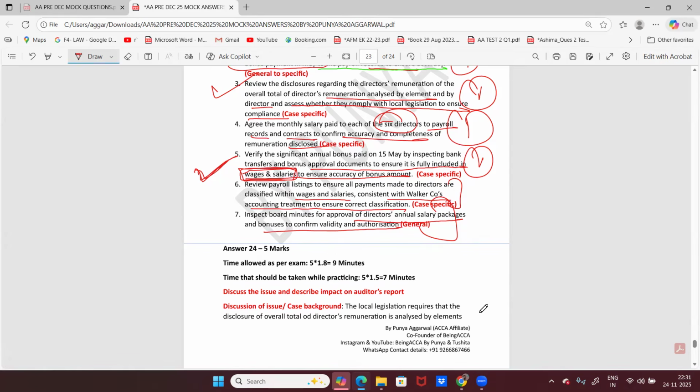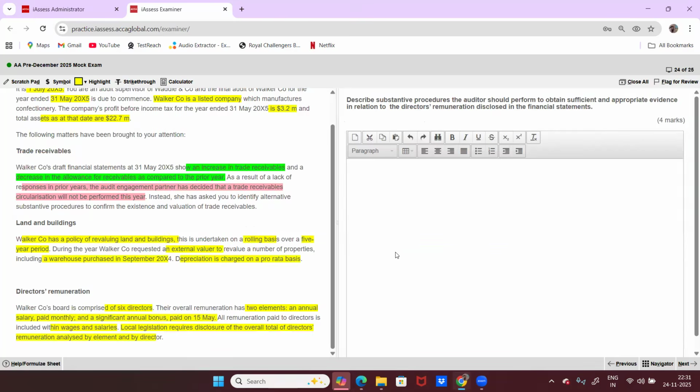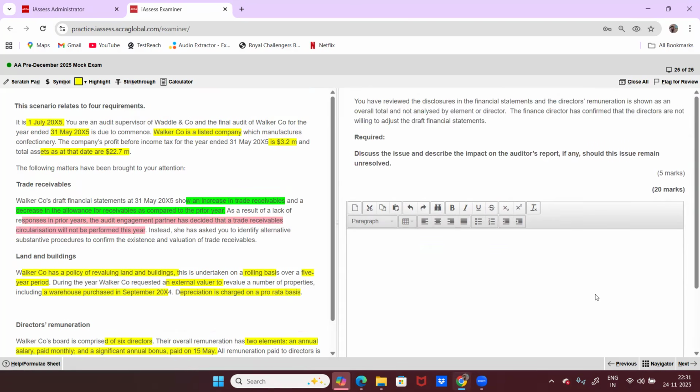I hope I was clear with this question. 3 questions I've done for substantive procedures, like these 3 questions. I hope all of the 3 parts are clear. Let's move to the last part of the question, which is in regards to your reporting.